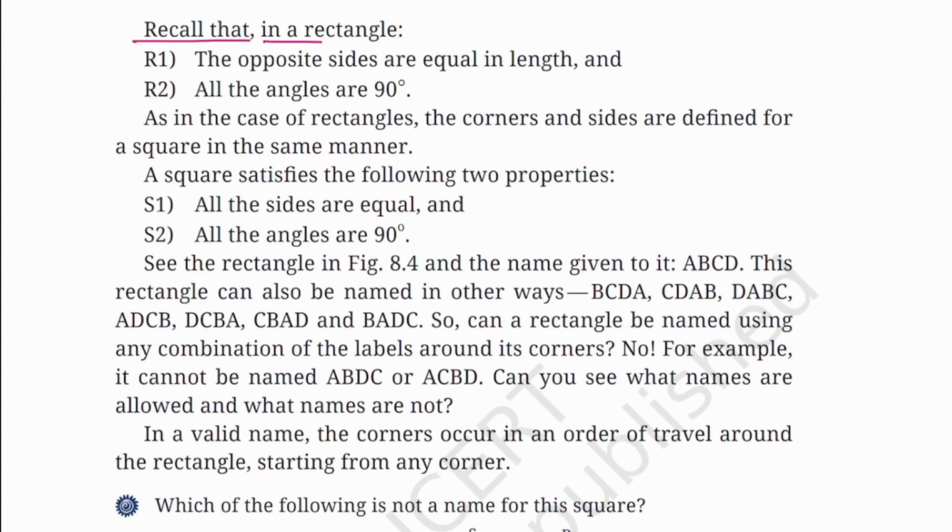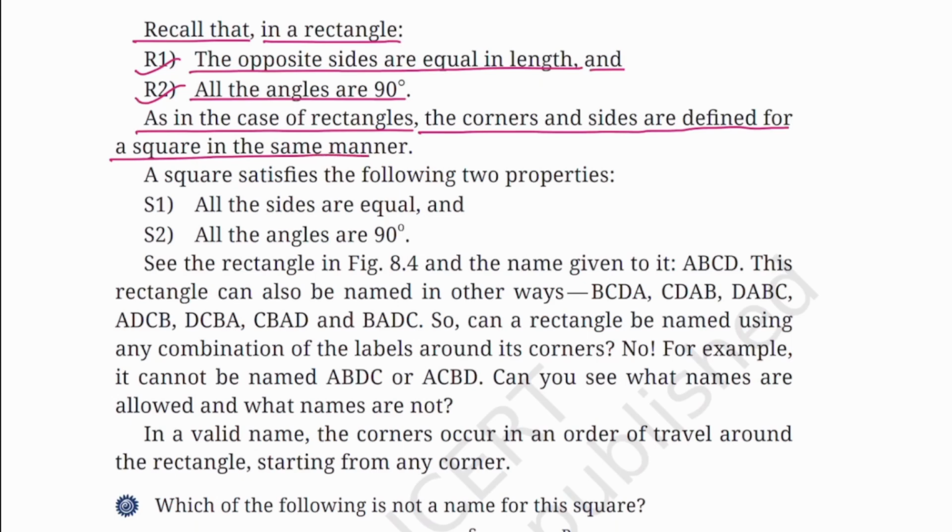Recall that in a rectangle, rule R1: the opposite sides are equal in length, and rule R2: all the angles are 90 degrees. As in the case of rectangles, the corners and sides are defined for a square in the same manner. A square satisfies the following two properties. Statement S1: all the sides are equal, and statement S2: all the angles are 90 degrees.